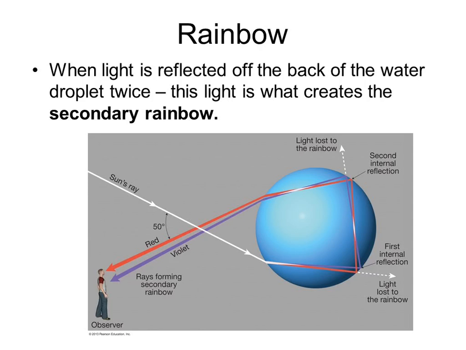For your secondary rainbow, which also explains why it's harder to see, because it probably loses some strength in that second reflection. Yeah, I buy that. That seems reasonable to me too.